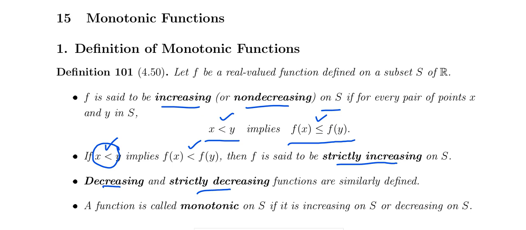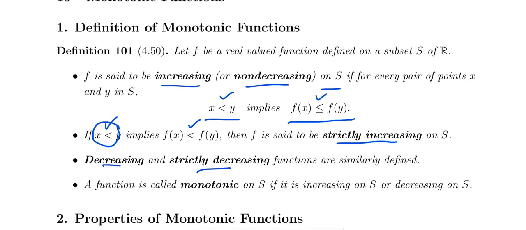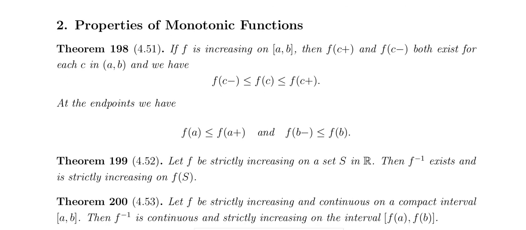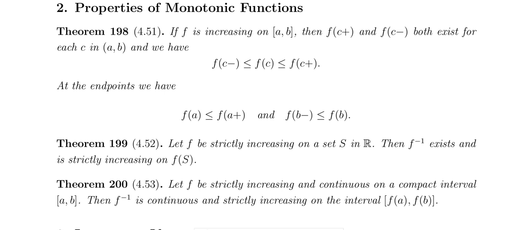To call a function monotonic, the function must be either increasing or decreasing. Looking at its properties, if f is increasing on a comma b, then f of c plus, that is the right hand limit at the point c, and the left hand limit at the point c, that is f of c minus.